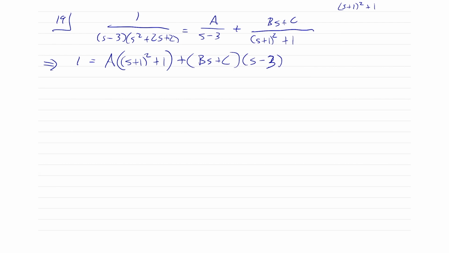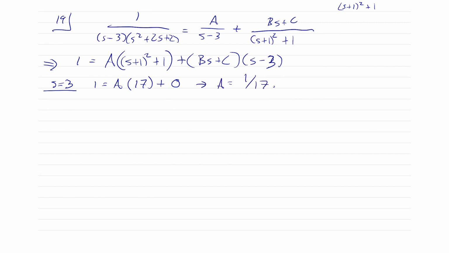Now, if I want to figure out what A is, I can just go ahead and choose s is equal to 3, and that eliminates the entire second term with Bs plus C, right? So what do we get? We get 1 is equal to A, and then we have 3 plus 1 squared, that's 16, plus 1, so that's going to be 17, plus 0, and so that tells us that A is equal to 1 over 17.